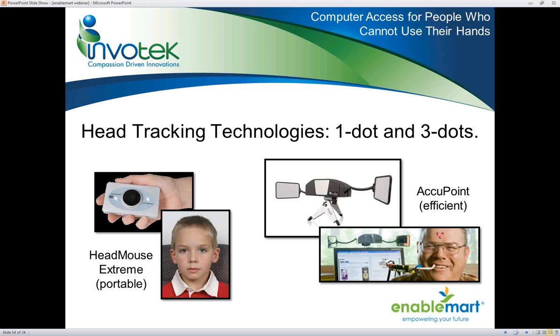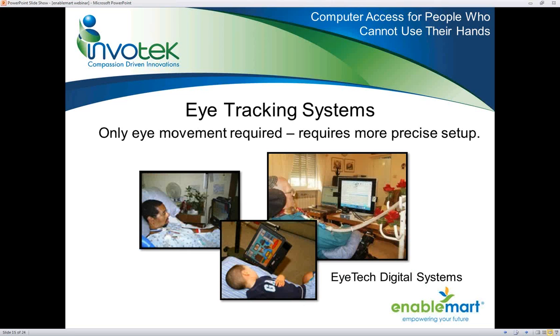They're all on Enablemart's website, okay? If you go to the InvoTek system, it's about a $1,500 system. Instead of using one camera, which is what HeadMouse and others use, we use two cameras, so there's additional cost in that, and it's a little bit more expensive, but we're going to be more efficient. Depending on the goals of your client, you're going to pick the head tracking system that makes the most sense for that person.